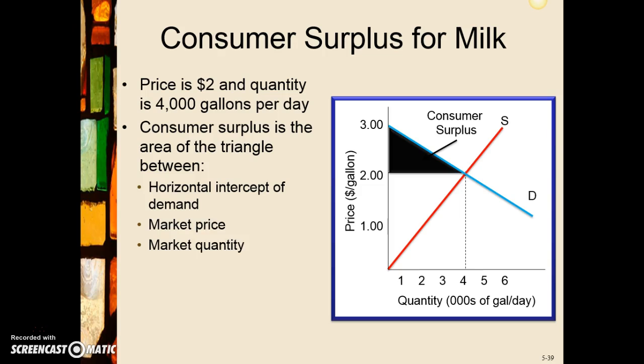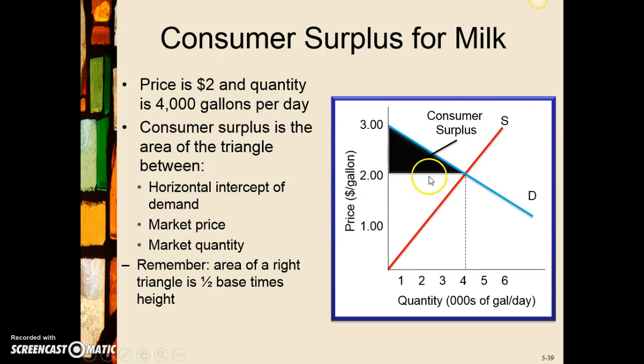And so if we look at this, the base in this case is going to be 4,000 because that's the base of this triangle. The height is going to be 1. So 1/2 of 1 times 4,000 is going to be just 1/2 of 4,000. So 1/2 of 4,000 times 1 gives me a consumer surplus of $2,000. And so that's kind of how we're going to calculate consumer surplus, and that is something that you're going to be asked to do on your homework and probably on the midterm as well. All right.